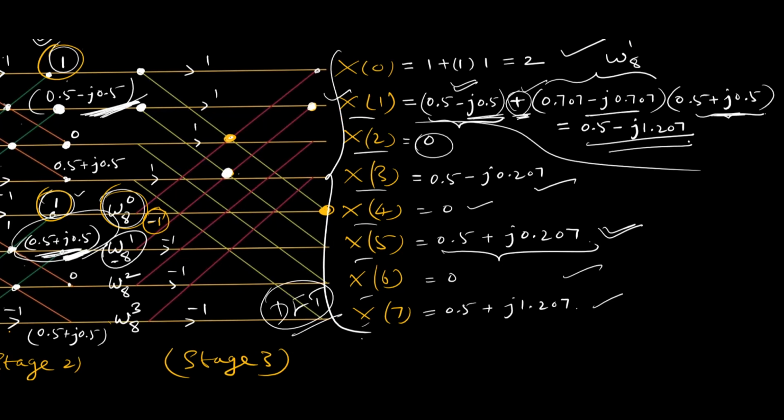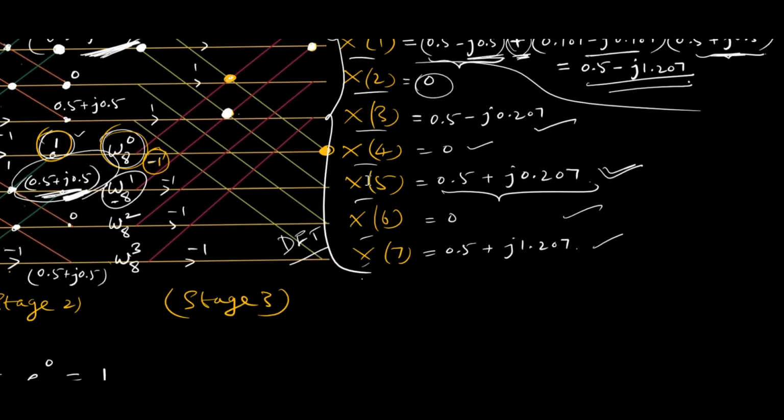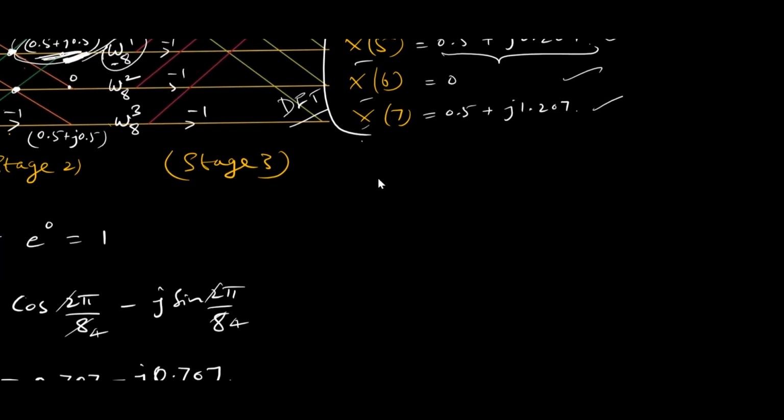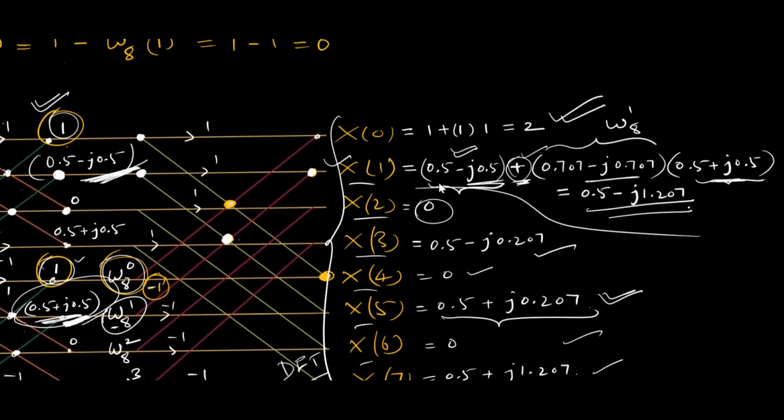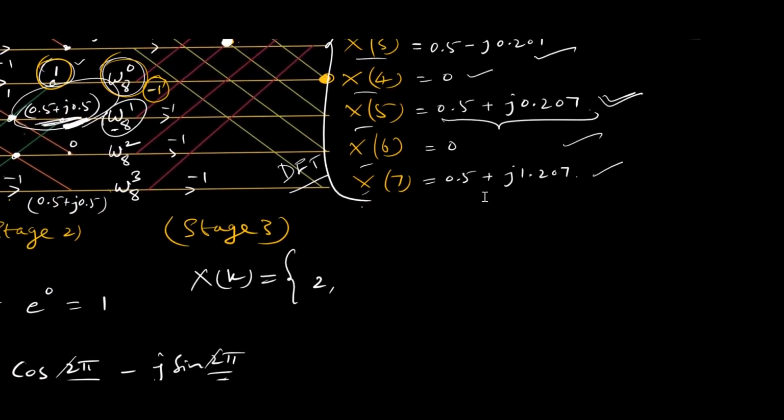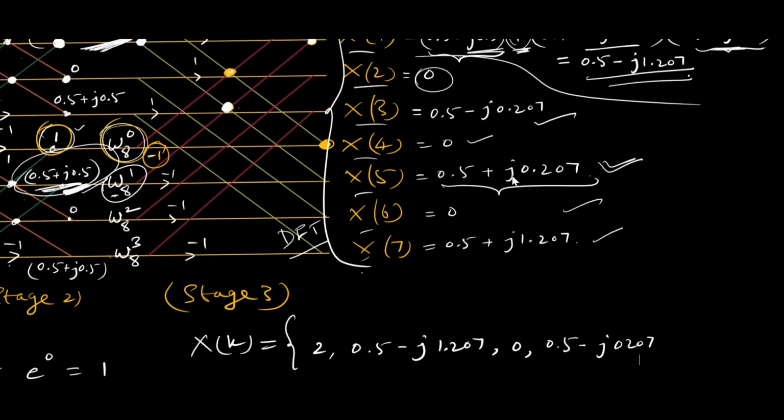Thus the final transform value will become Xk equals: sample number 1 is 2, you can see. The second is 0.5 minus iota 1.207, the third sample is 0, the fourth one is 0.5 minus iota 0.207. This is the fourth sample.